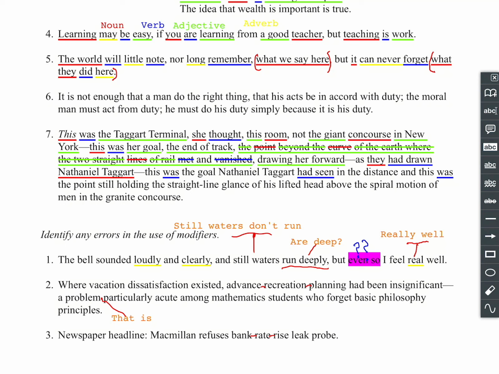It's confusing, it's bad writing, but bank rate rise modifies leak. What type of leak is it? It's a leak about bank rate rises. What type of probe is it? A probe about the bank rate rise leak. What type of rise is it? A bank rate rise. What type of rate are we talking about that rose? A bank rate. So it kind of makes sense.